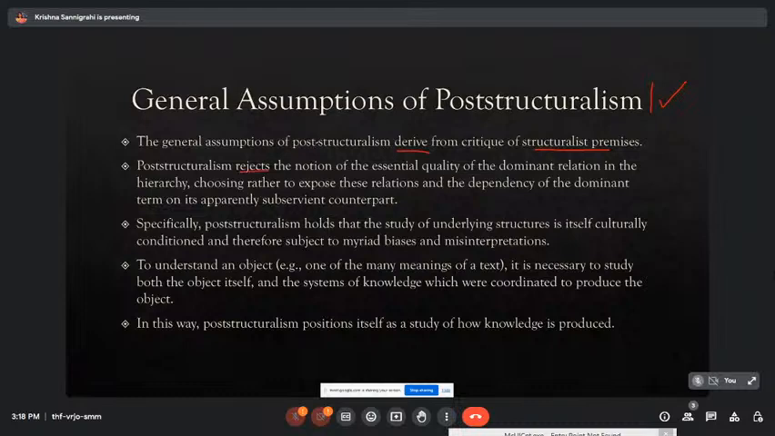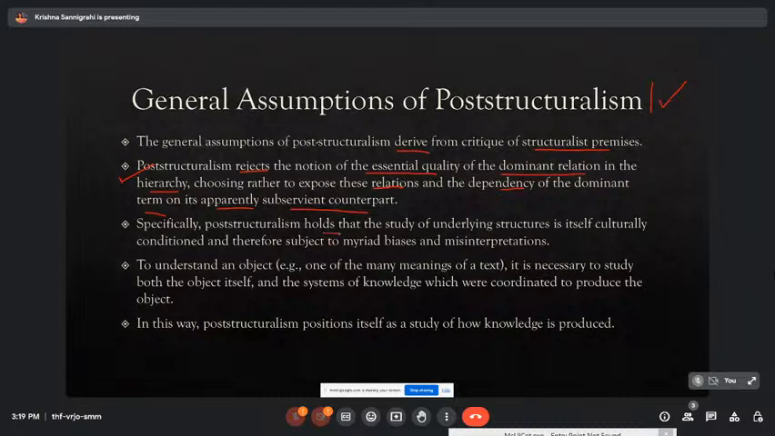What do they reject? The notion of essential quality of the dominant relation in the hierarchy, choosing rather to expose those relations and the dependency of the dominant term on its apparently subservient counterpart. So they were rejecting the essential quality of the dominant relation in the hierarchy, the hierarchy which has been existing prior to post-structuralism. They were questioning this kind of hierarchy.